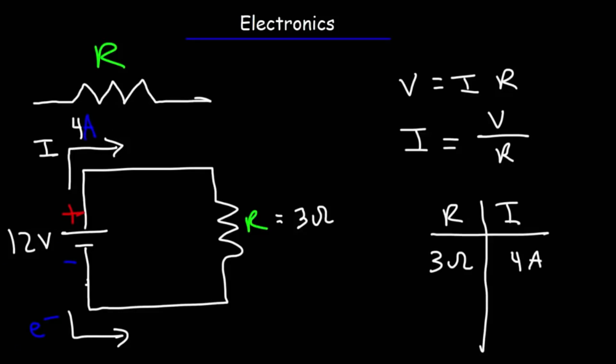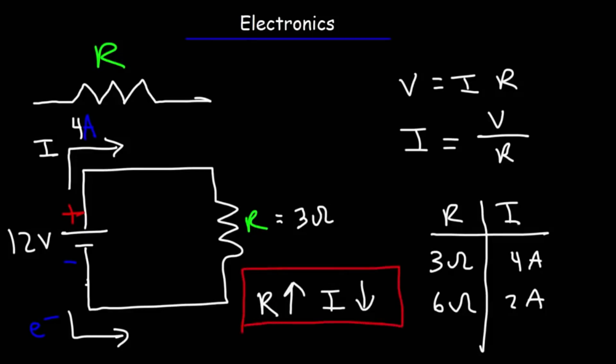Now, what if we increase the resistance, let's say from 3 ohms to 6 ohms? What's going to be the current? Well, using the same formula, if we divide 12 volts by 6 ohms, we're going to get 2 amps. And so note the relationship between resistance and current. If we increase the resistance in a circuit, the current decreases. And so we could use this device to control the amount of current that is flowing in a circuit. If you want to increase the current, you can decrease the resistance. If you wish to decrease the current, increase the resistance.